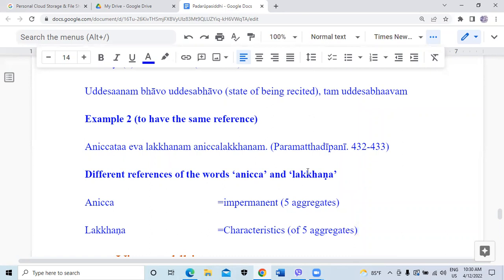if you take, for example, the word anicca lakkhana, you check the anicca in the dictionary. Okay, so you will see it's impermanent, right? You will see just impermanent. Its true meaning, real meaning, original meaning is impermanent, not 5 aggregates.